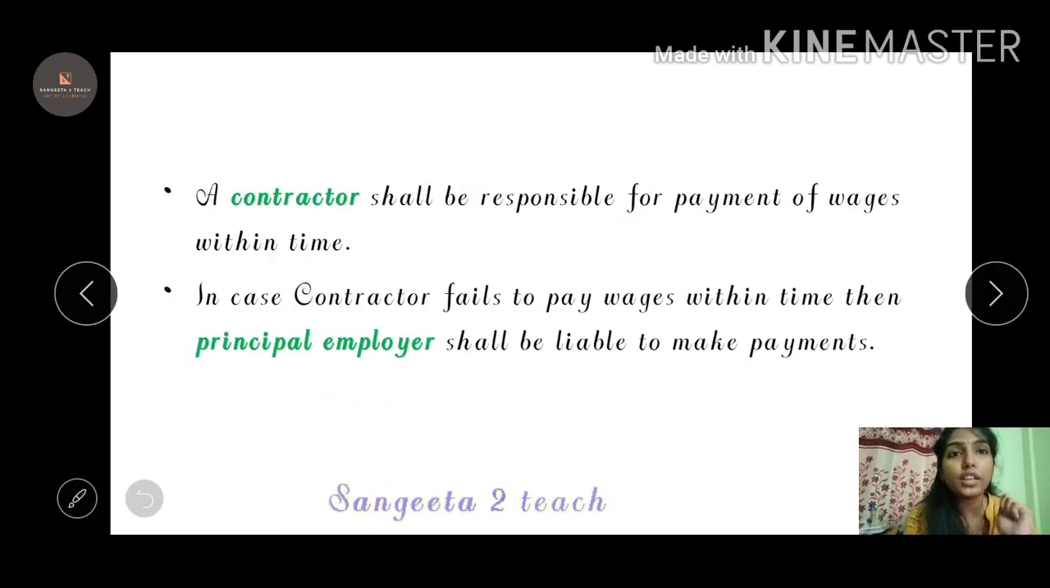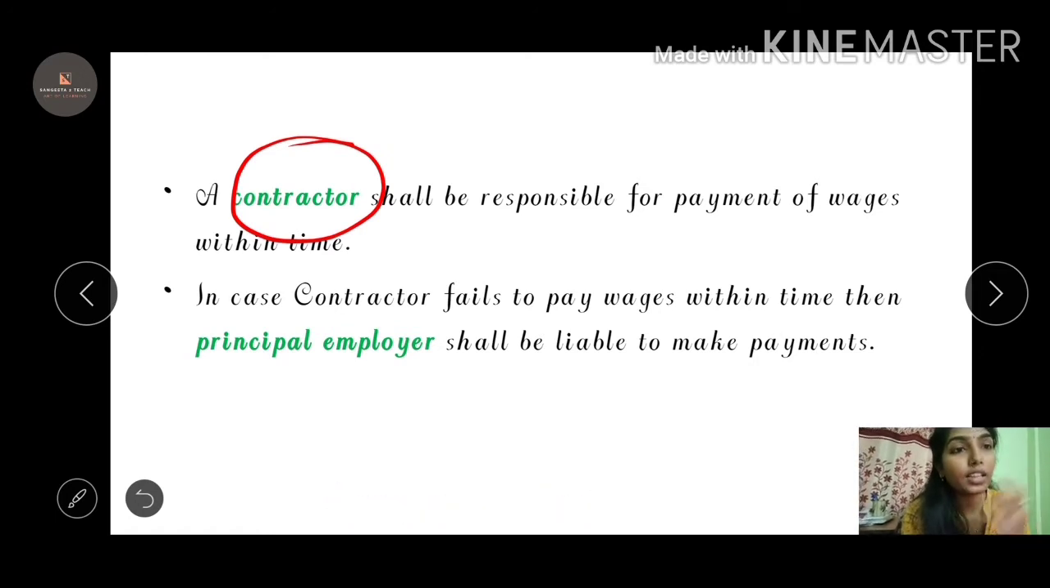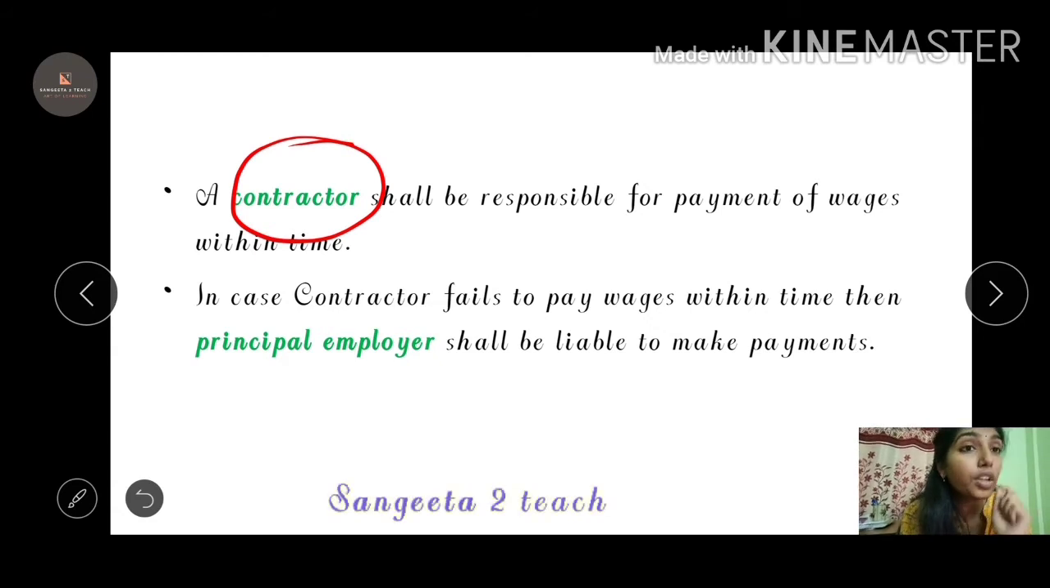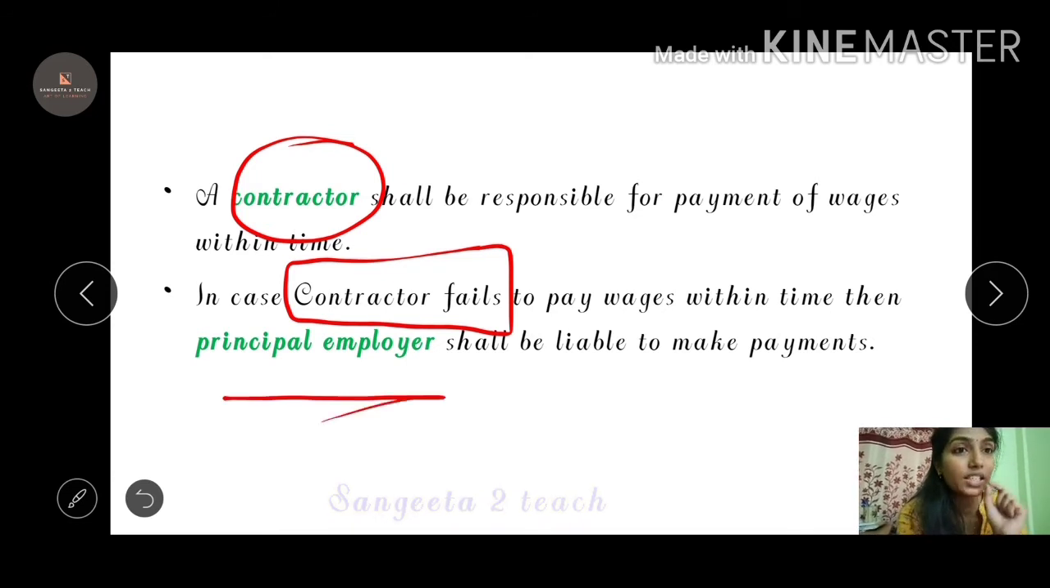Okay, moving on to the next. Who is responsible for paying the wages to the laborers within a time? The contractor, because he is the person who gets the contract laborers. So the contractor will pay them. If there is some shortfall in the payment, or he is not paying on time, if the contractor fails, then the principal employer is liable to pay the wages.